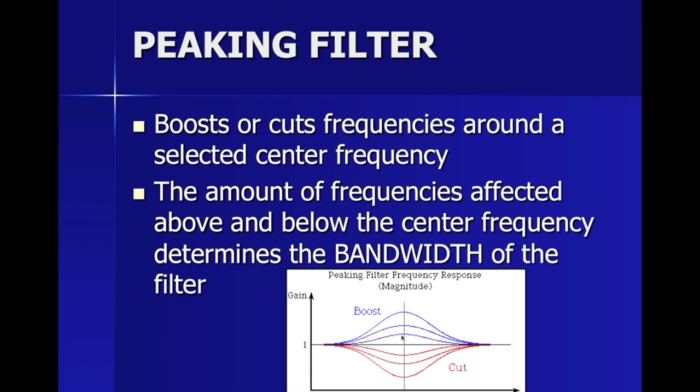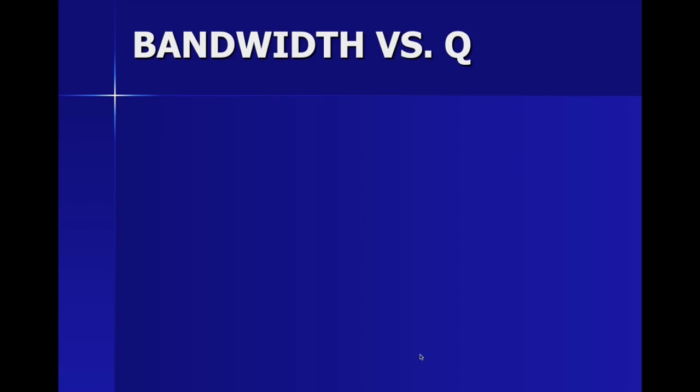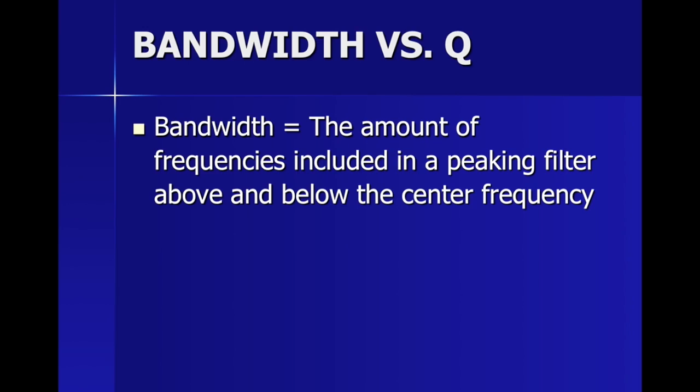And the bandwidth determines how wide this range of frequencies above and below the center frequency is going to be. So if we have a wide bandwidth, then there's going to be a lot of included frequencies. And if the bandwidth is very narrow, so it would just come down kind of like this, then we have a narrow bandwidth. Now we have another name for bandwidth. We call it Q. And bandwidth, as I mentioned, is just how many of the frequencies above and below the center frequency in a peaking filter we're going to boost and cut.